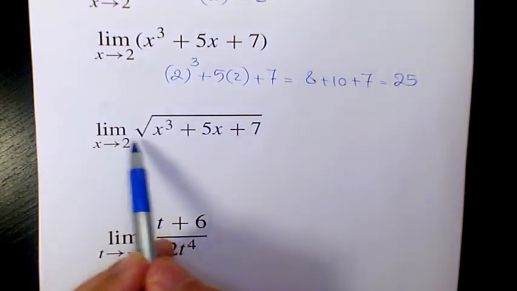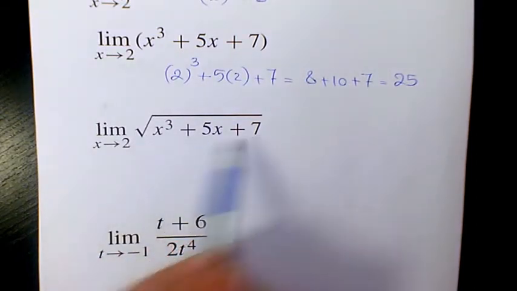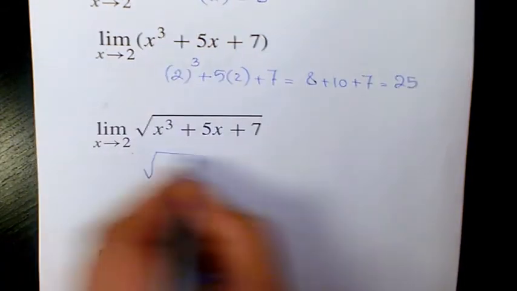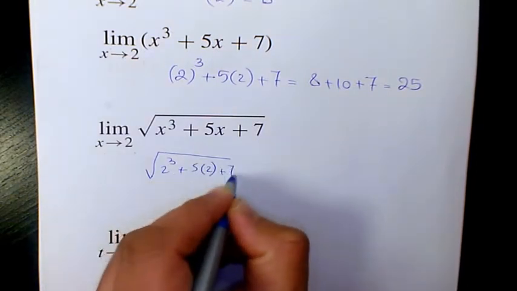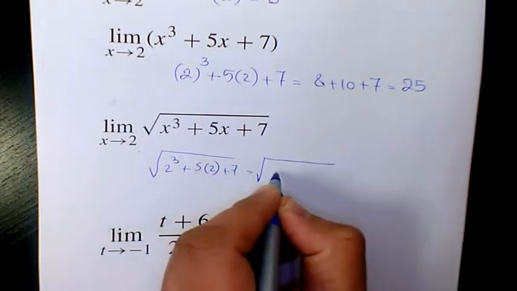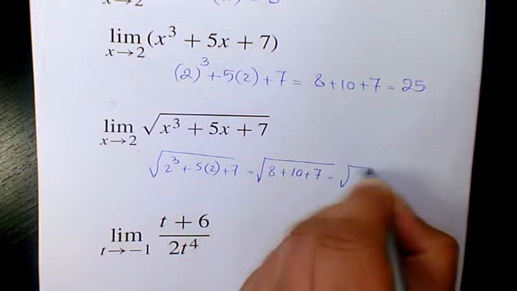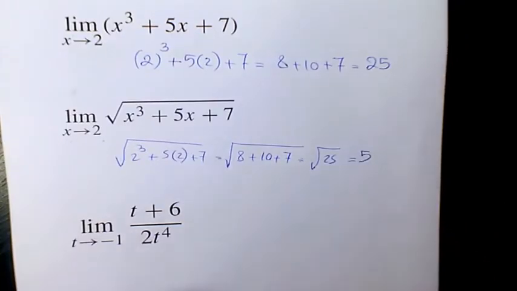Next one, limit of square root of x cubed plus 5x plus 7 when x approaches 2. That's going to be 2 cubed plus 5 times 2 plus 7. It is going to be 8 plus 10 plus 7, which is going to be square root of 25. And that's going to be equal to 5.